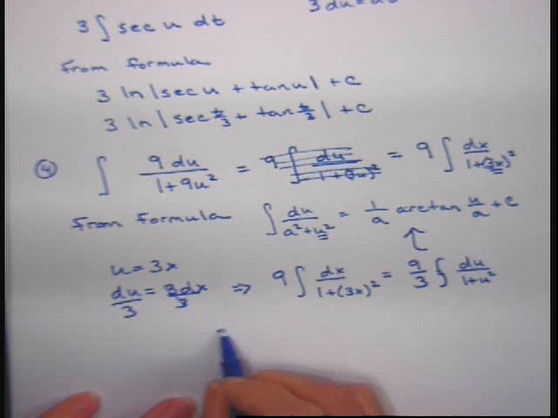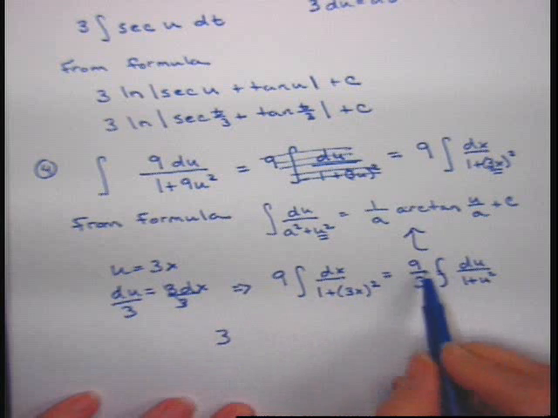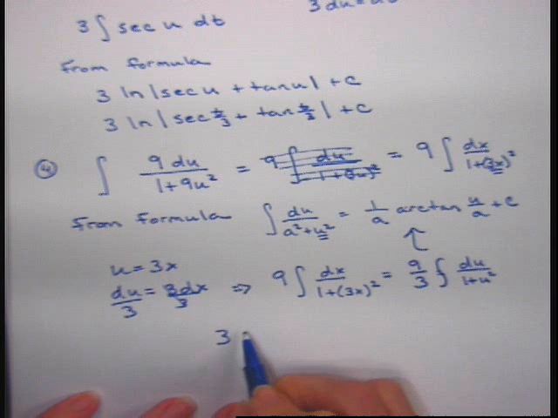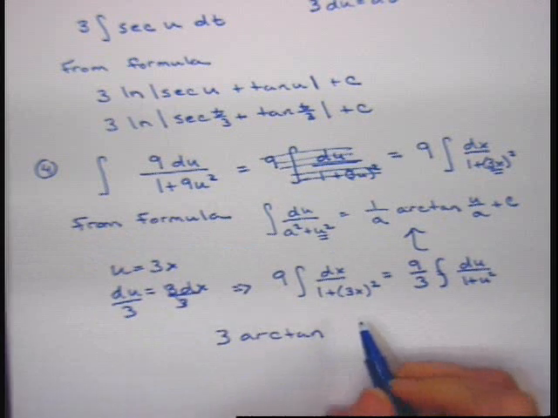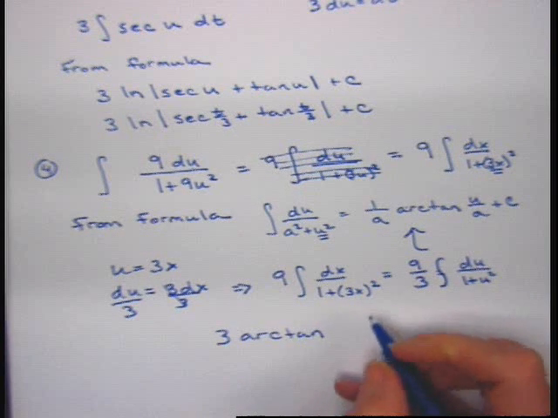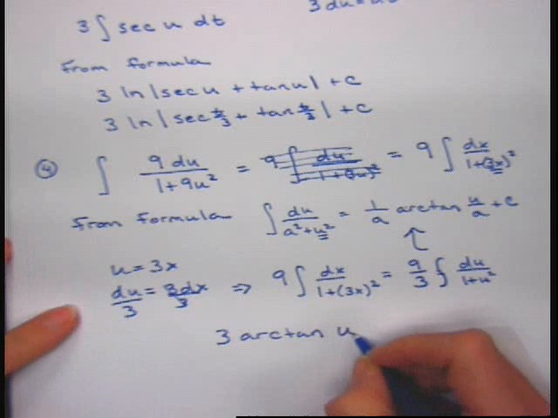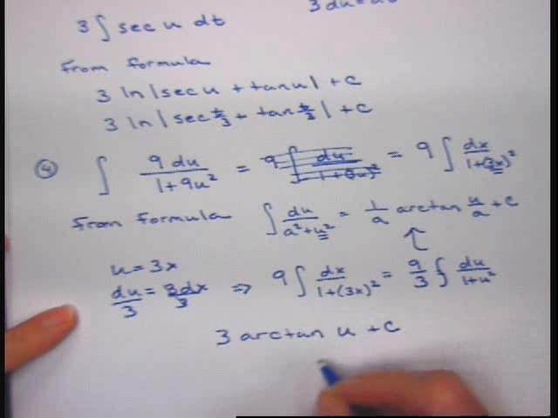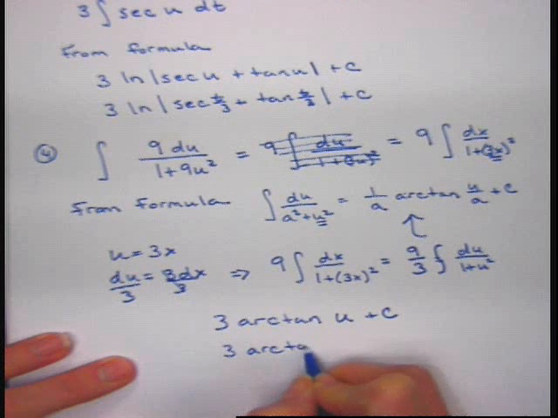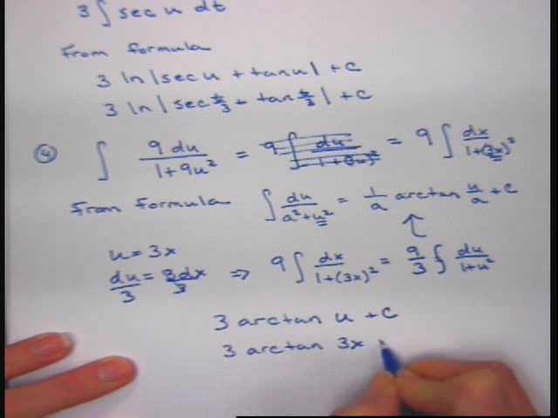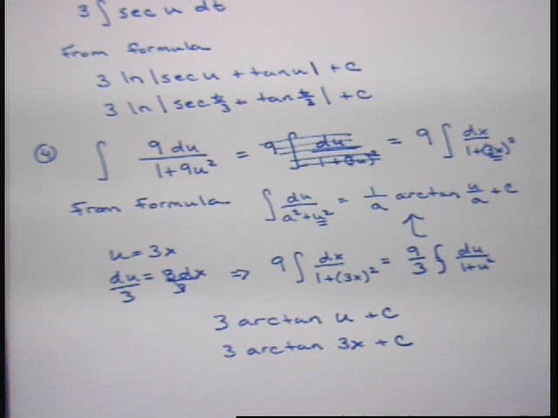And so we can say 3 and then 1 over a, which is just 1. So then arc tan u over a, which is just going to be u plus c. And then our u was the 3x. So this is 3 arc tan 3x plus c. So that one, it's kind of weird because it had that u already in it, and it was actually better if you don't confuse your u's.